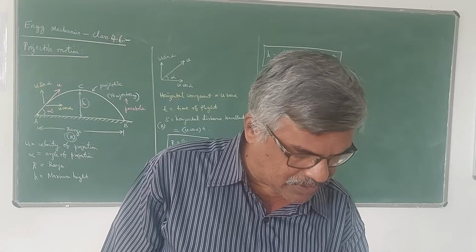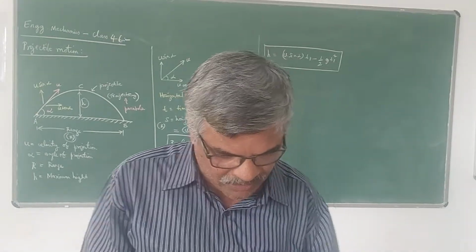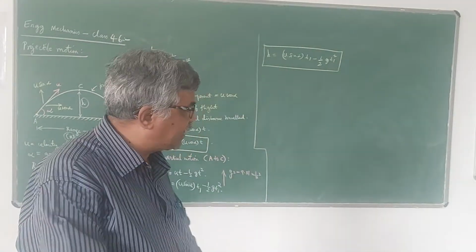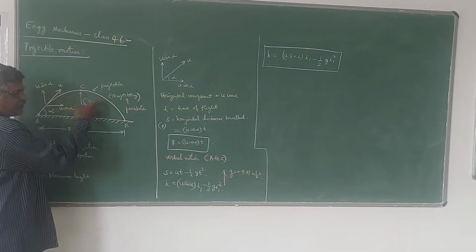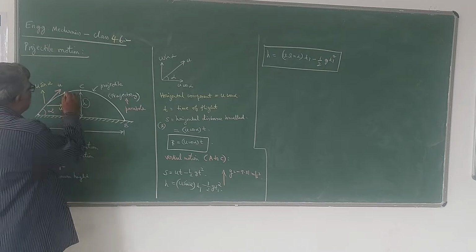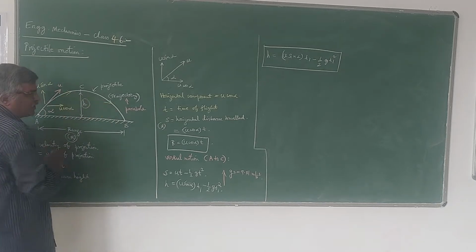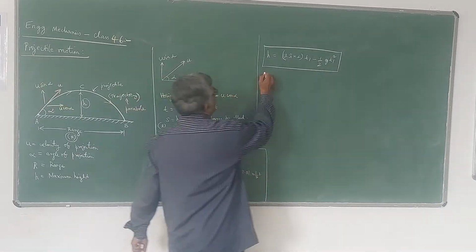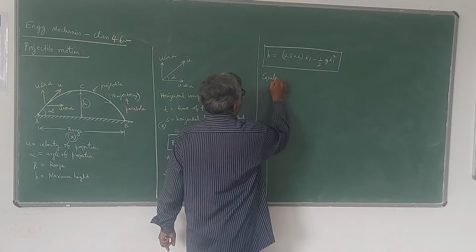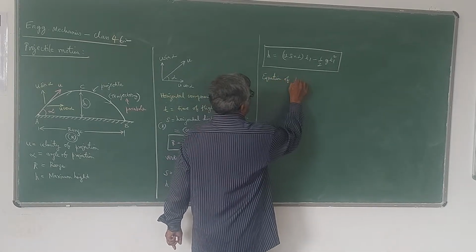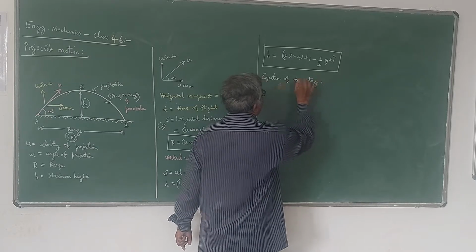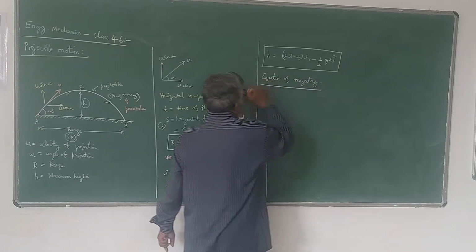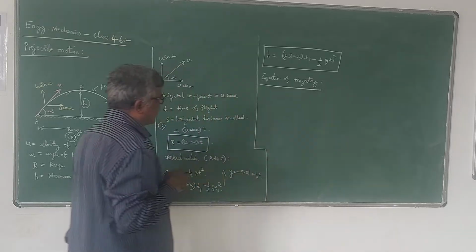Now, using these concepts, we can always derive the equation for the trajectory. Trajectory is the path traced by the projectile. So you can always derive the equation of trajectory. Let us see how we can derive the trajectory equation.